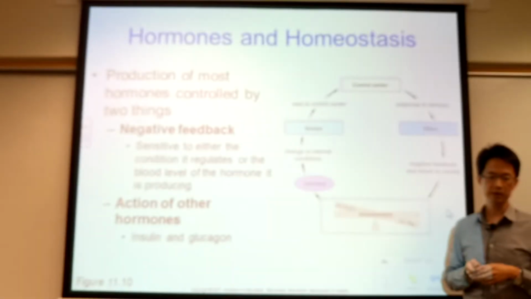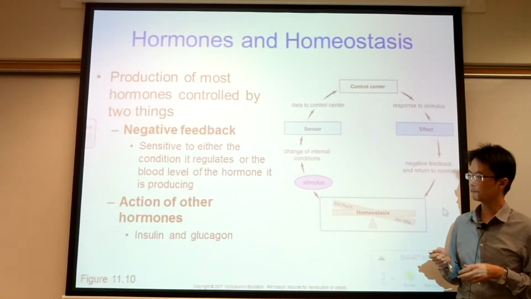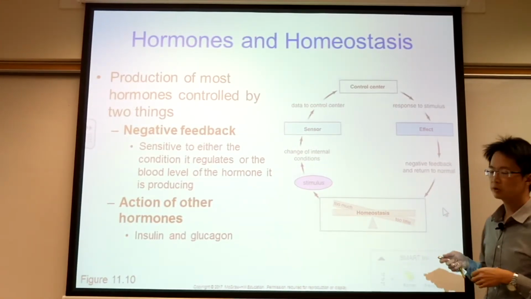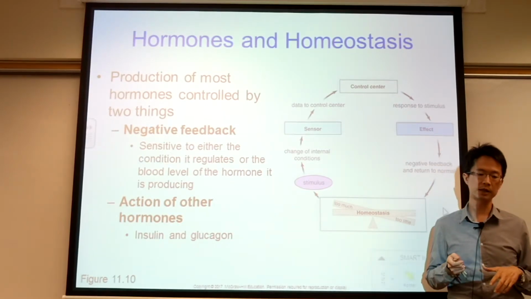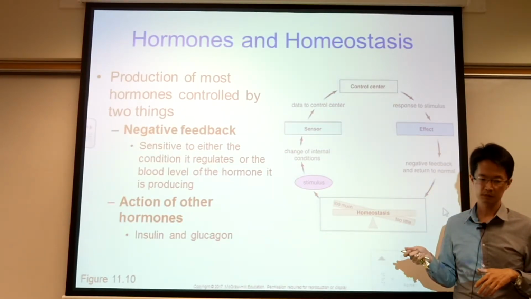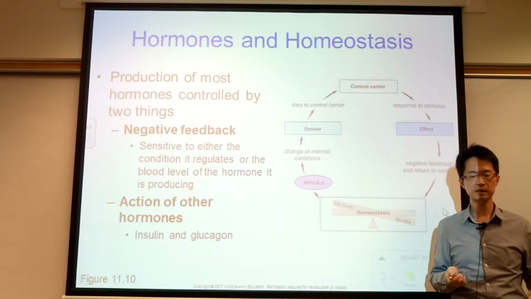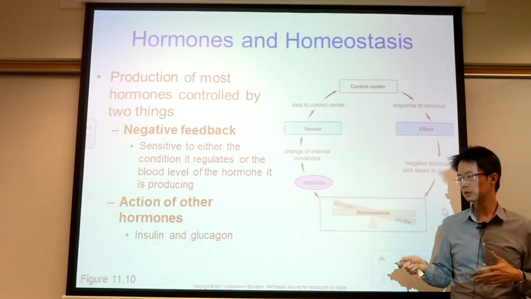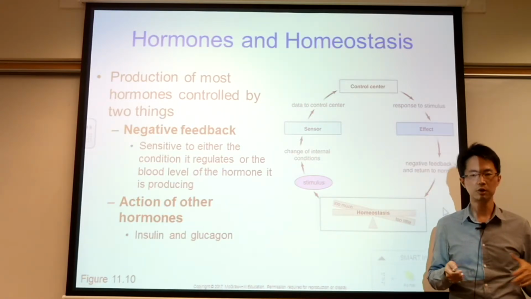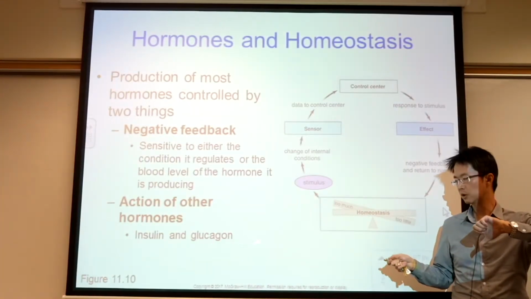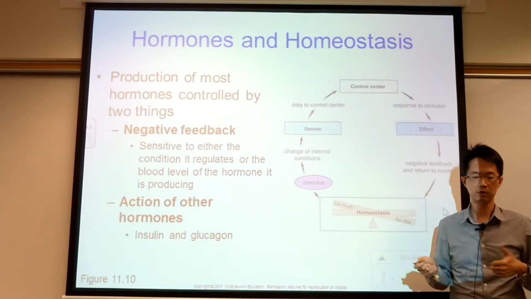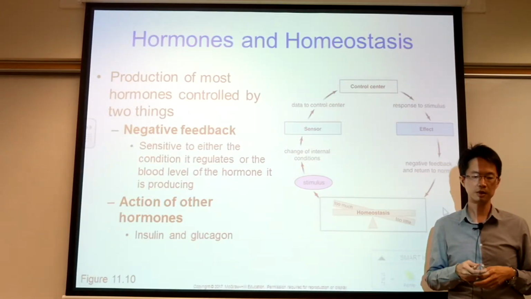And of course, hormones also work using negative feedback to restore the homeostasis of the body. Here we give you two examples, insulin and glucagon. Insulin and glucagon are antagonistic hormones. The function of insulin is to decrease the blood glucose level, but glucagon is the one that increases the blood glucose level. So they work in opposite effects.